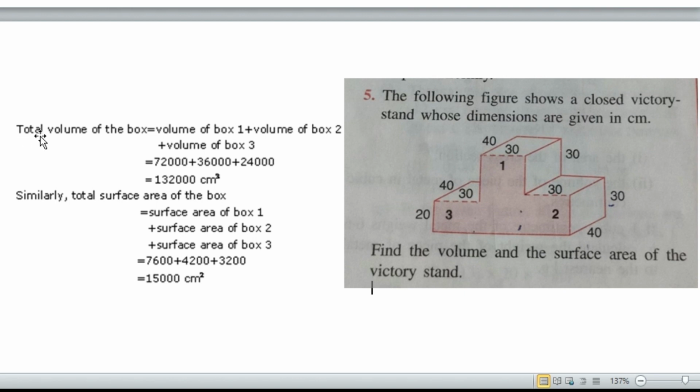Now total volume of the box is volume of box 1 plus volume of box 2 plus volume of box 3, that is 132,000 centimeter cube. Similarly, total surface area of the box is surface area of box 1 plus surface area of box 2 plus surface area of box 3, that is 15,000 centimeter square. This is the solution of question 5.